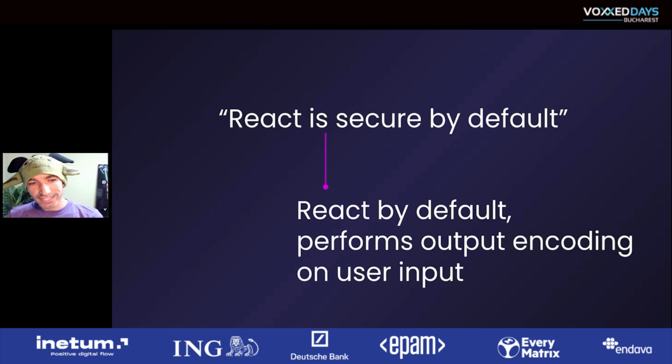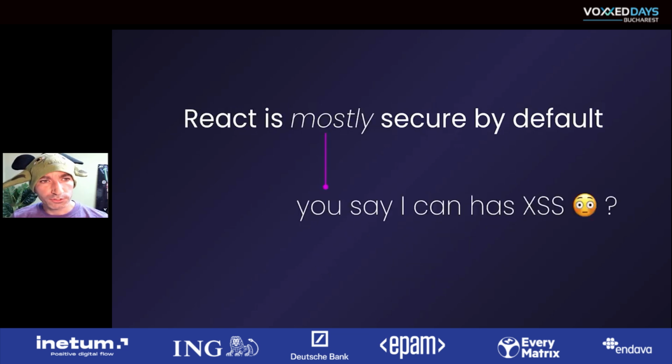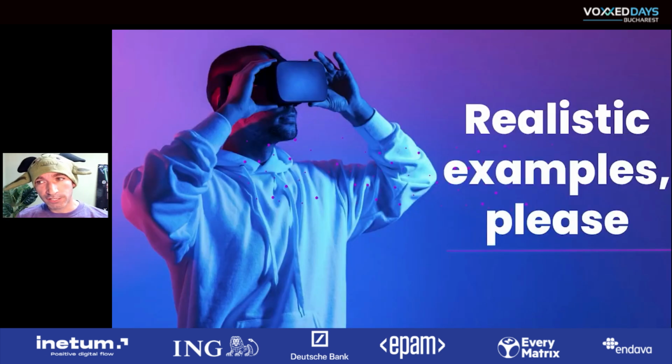So with that said, with this knowledge, let's move a little bit forward and figure out: if React is secure by default and it does secure output of user input, why are you saying this is mostly secure by default? What is still left for me to protect, and where are really all the gaps? So let's dive now into some live coding together and see what we can learn about some pitfalls.